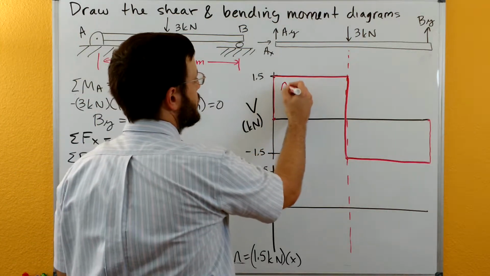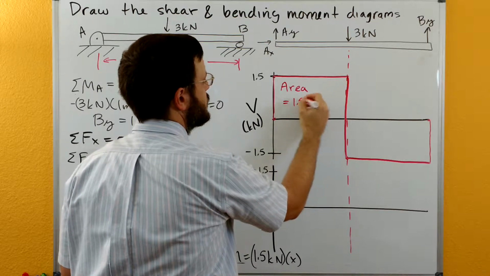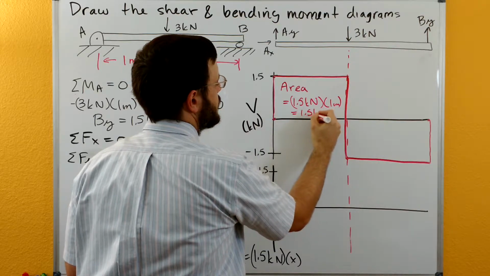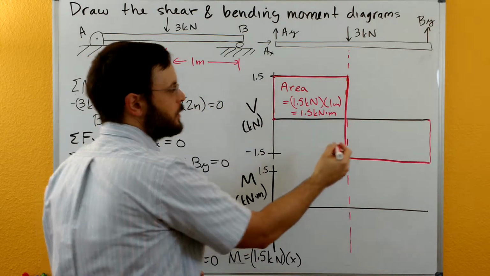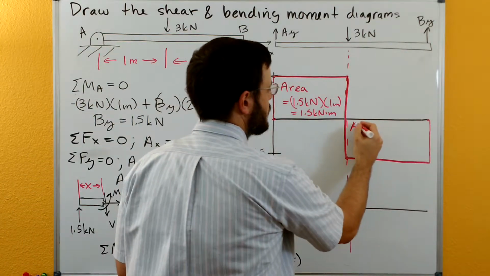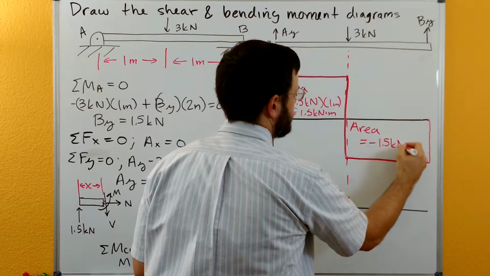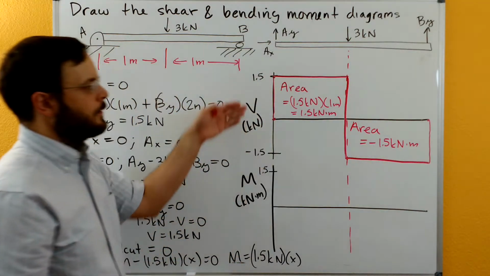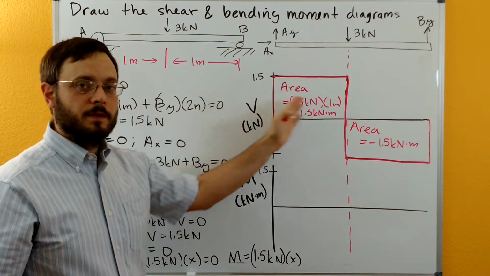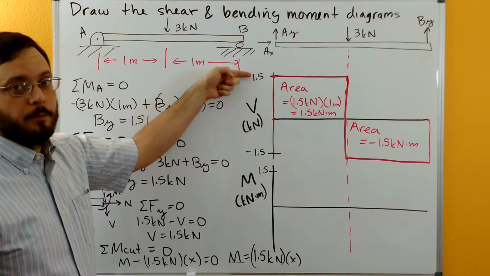We can calculate the area in the shear, and it's going to be 1.5 kilonewtons times 1 meter, which gives us 1.5 kilonewton meters. Over here, this area is really the same, it's just going to be negative. So these areas tell us how much our moment changes over the same distance, and then the shear gives us the slope of the curve.